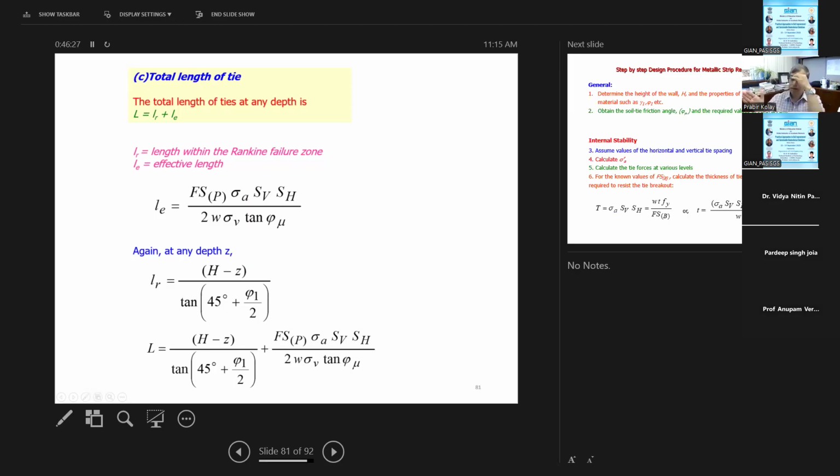That is the one where the friction is important. And then LR, you can calculate using this equation: H minus Z divided by tan of 45 plus phi by 2. So the total length will be LE plus LR. That is the last equation over here. So we can find out the total length.